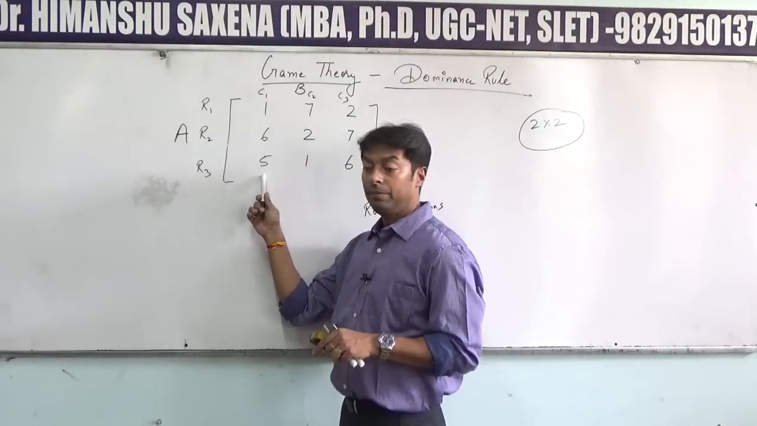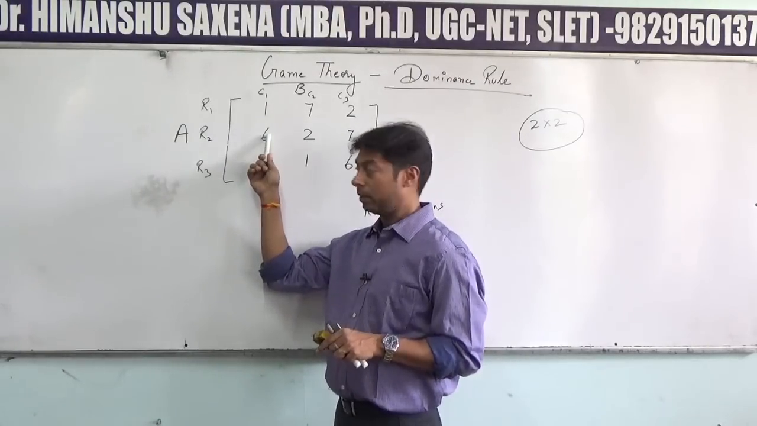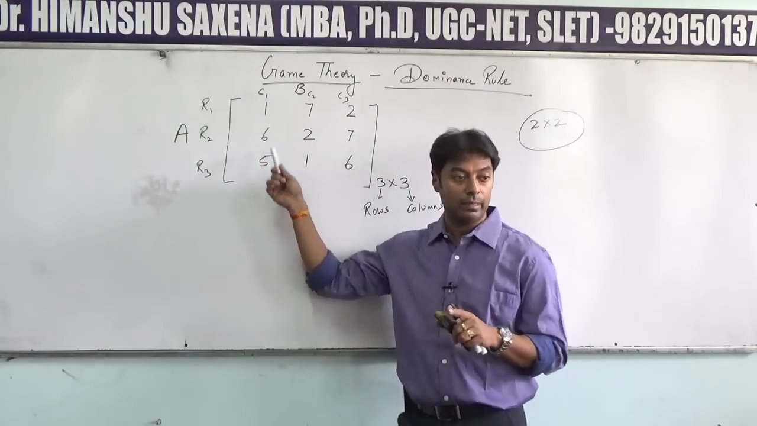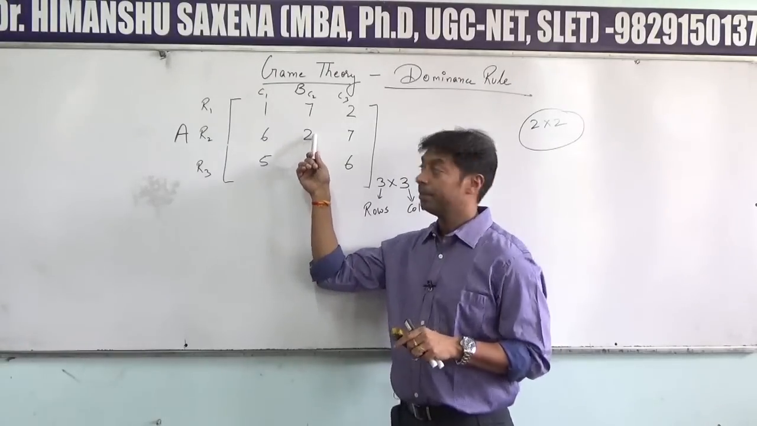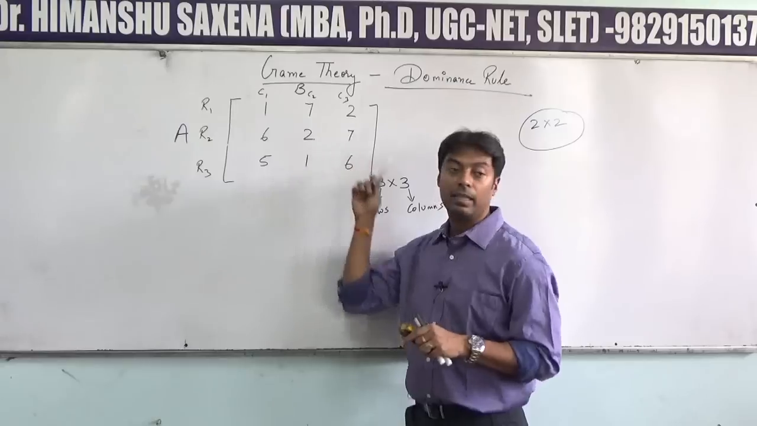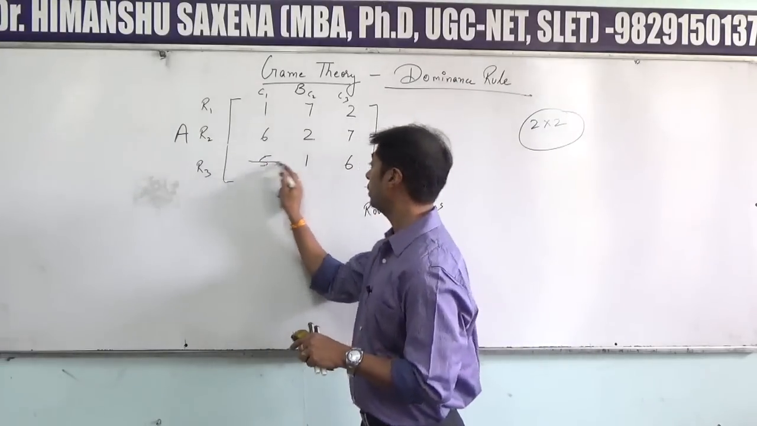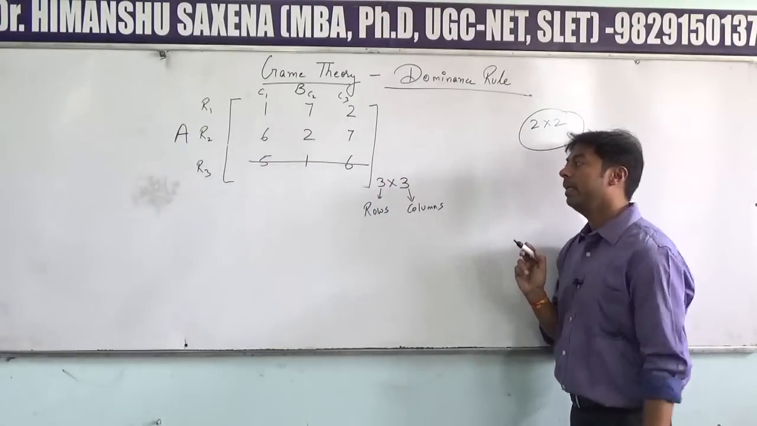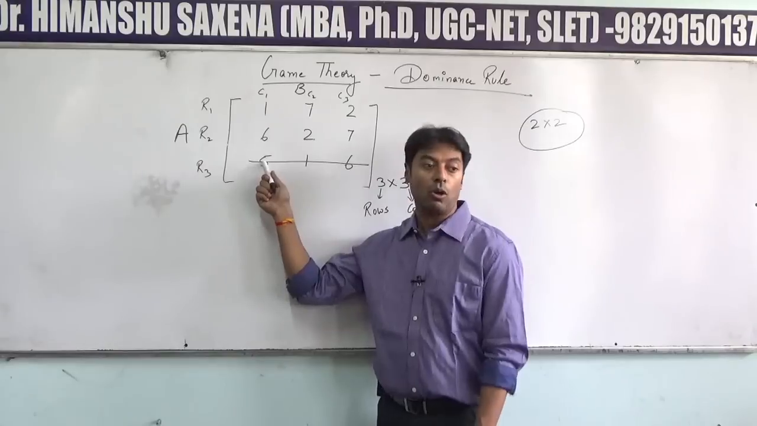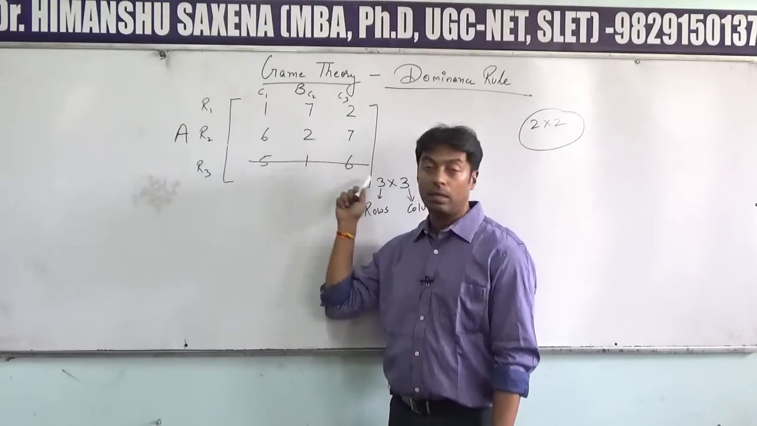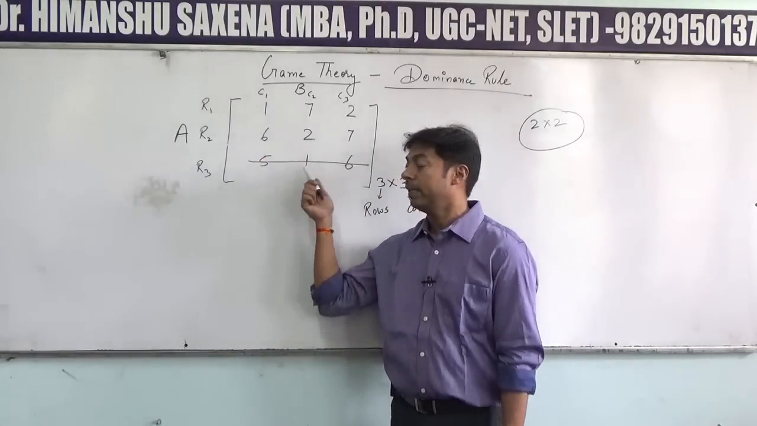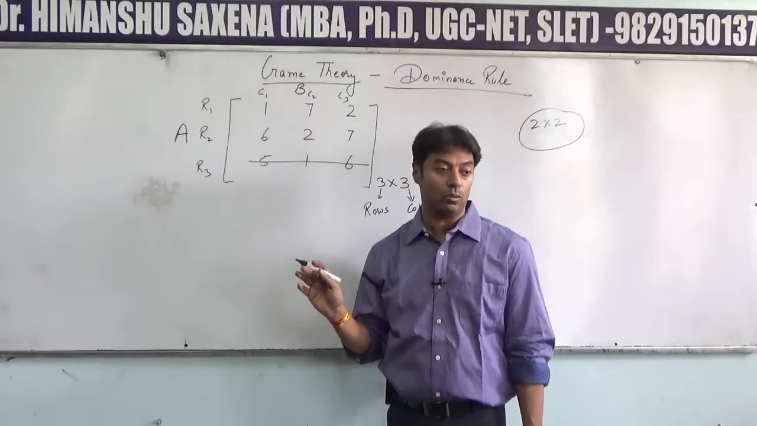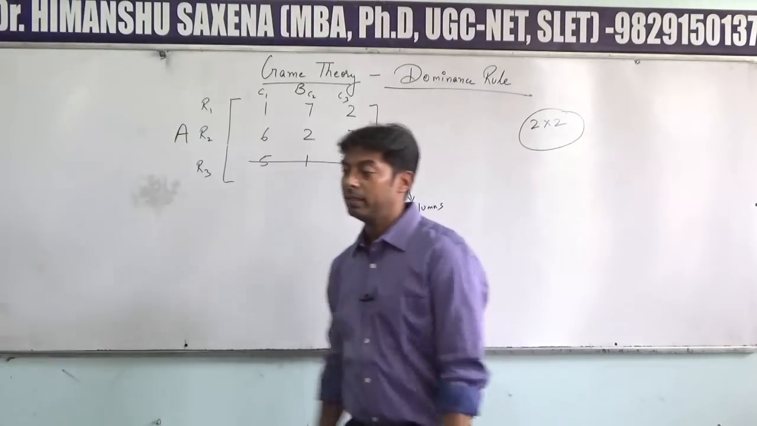Over here 5 is less than 6, right? As far as the third and second rows are concerned, 1 is less than 2, and 6 is less than 7. So this third row will be eliminated from the game, because all the elements of the third row are less than the corresponding elements of the second row, right? So take down the step.